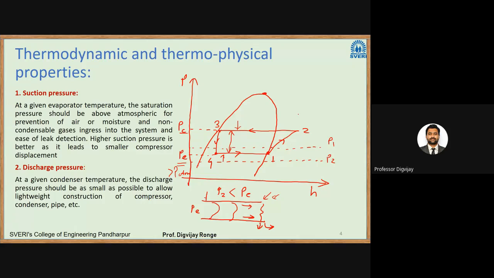So those are two properties, suction pressure and discharge pressure. Suction pressure should be more than atmosphere. Discharge pressure should be lower. In that case, the compressor displacement becomes lower, and hence the construction of the compressor becomes lightweight.